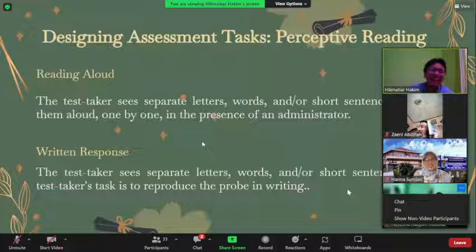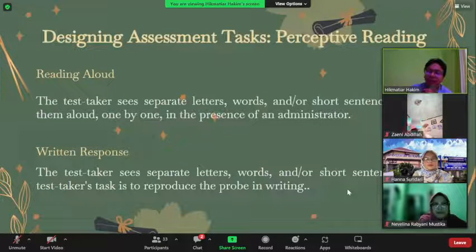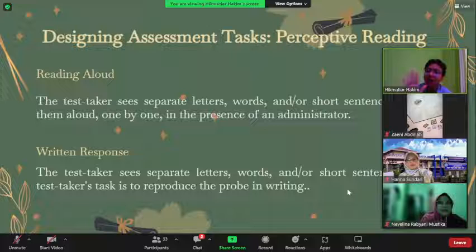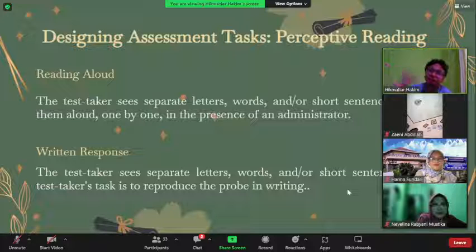It's okay, Bu. Okay, for the perceptive reading, the simple one. So the teacher gives the students a couple of letters or a couple of words or short sentences, and then the students will read them aloud. Just like I said before, it's a speaking skill, right? They read aloud the short sentences or the words, and then the teacher should check whether they understand the words that they say, or did they read it correctly. That's for reading aloud.